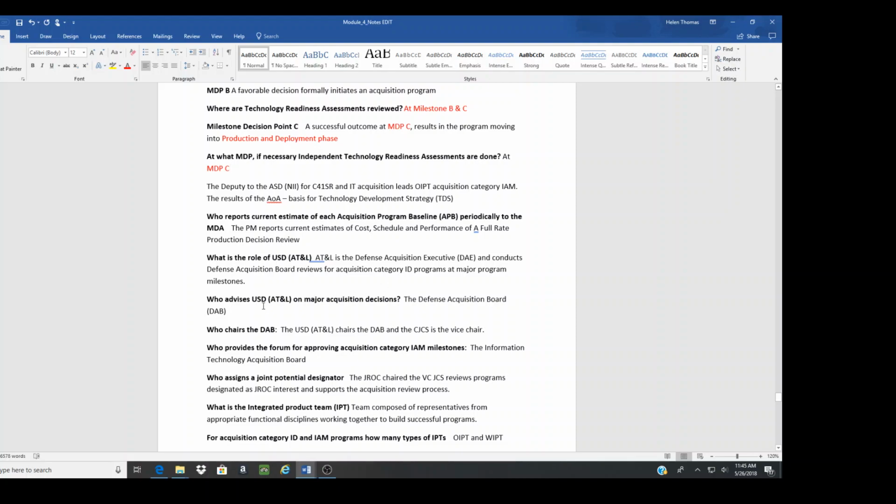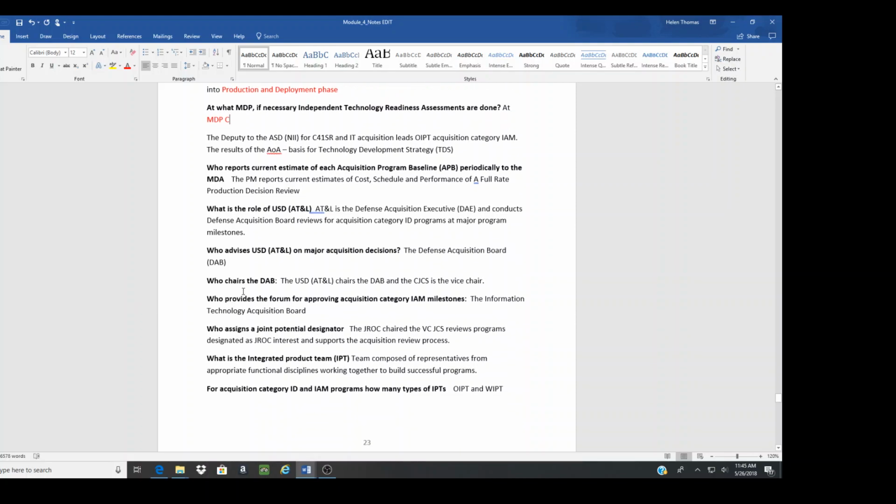Who advises the USD (AT&L) on major acquisition? He has a board, the Defense Acquisition Board. Who chairs that board? The USD (AT&L) chairs the Defense Acquisition Board, and the vice chairman of the Joint Chiefs of Staff is the vice chairman of the Defense Acquisition Board. So the USD (AT&L) and the vice chairman of the Joint Chiefs of Staff co-chair the Defense Acquisition Board.